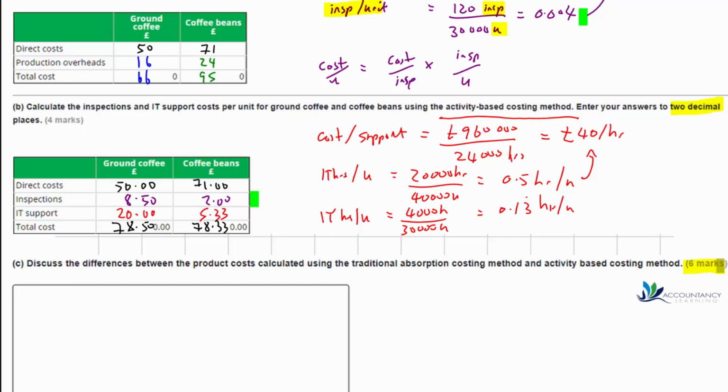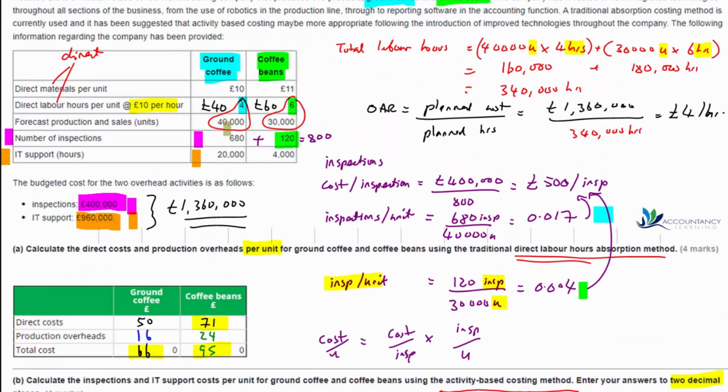So if you look at the first table, the first point we can make is that using the traditional absorption costing method, the cost of the coffee bean is £95 per unit, which is much higher than the cost of the ground coffee unit, which is only £66. Now, why is that? Well, part of it is that the direct costs are much higher. Well, why is that? Again, if we just scroll back a little bit more, we can see in terms of materials, actually, there's not a huge difference, is there?